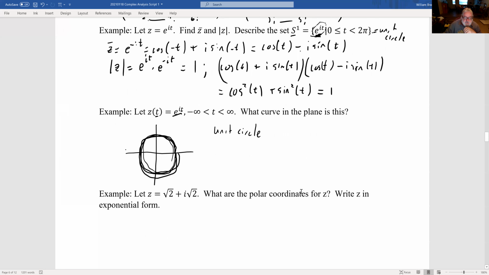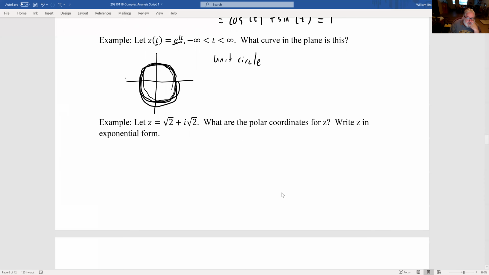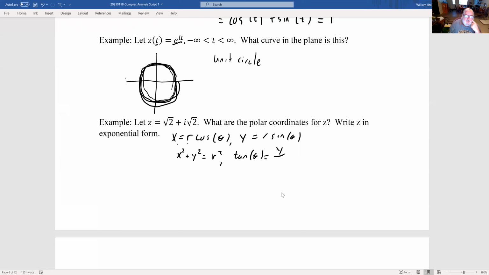So if z equals root 2 plus i root 2, what are the polar coordinates of z? Remember that polar coordinates are x equals r cosine theta, y equals r sine theta. So if you know r and theta, you can go back to x and y. If you want to find r and theta, x squared plus y squared equals r squared, and tangent theta equals y over x.